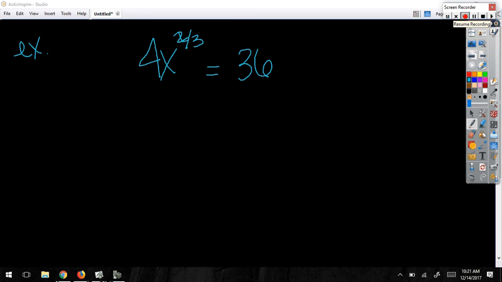For example, if I have 4x to the 2/3 equals 36, you have to be able to identify the exponential piece, okay? In other words, what's the exponent applying to? And in this case, it's only to x. That's exactly right. It's not hooked to the 4, so before I can do anything else, I got to divide by 4. You're absolutely right.